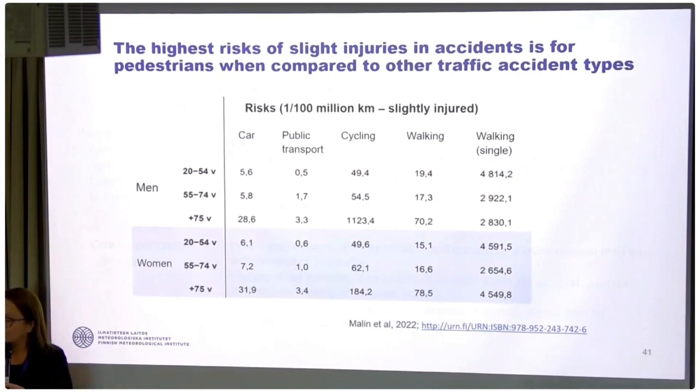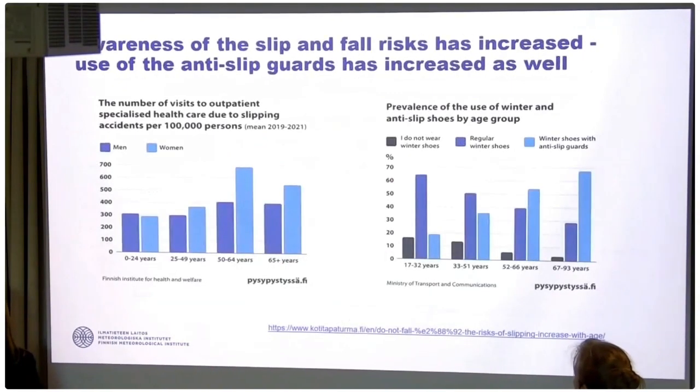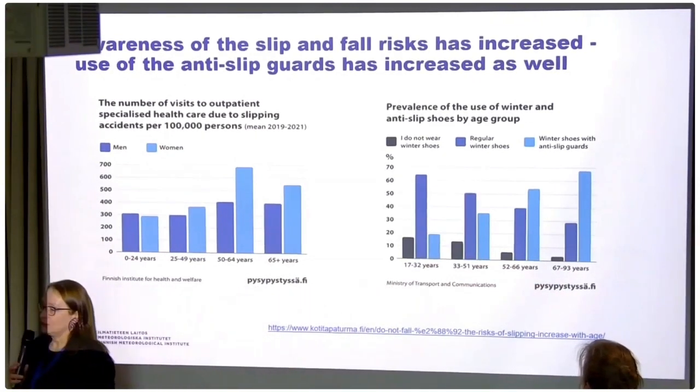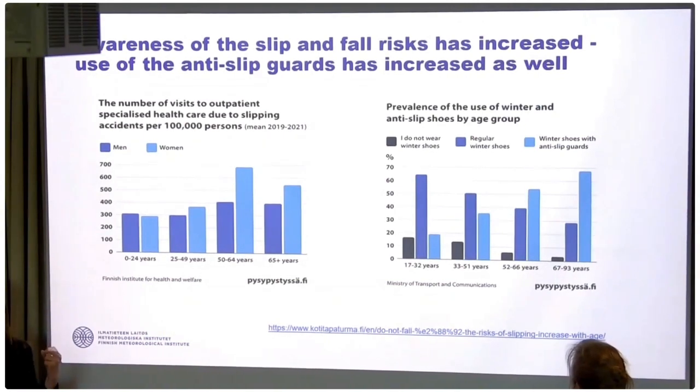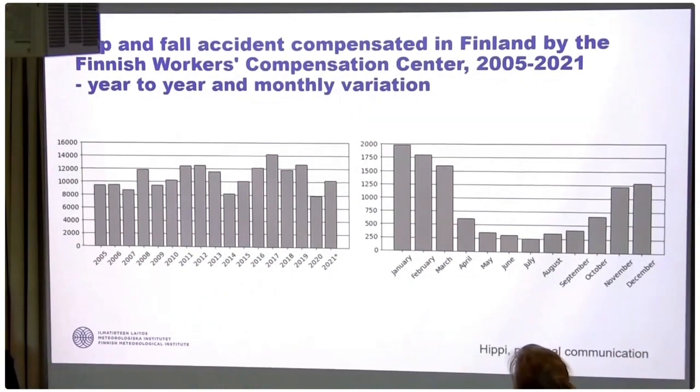So I have a little bit more information about these risks. Here you can also see that per kilometer traveled, walking is really the most risky one. And the happy thing is that awareness of slip and fall risks has increased. On the right side, you can see that the light blue colors indicate the use of anti-slip guards that people are using, and the use of them has increased in Finland, even among young people. So awareness has been increasing. We can't really see it in statistics if you see the time series, so it's difficult to prove that information campaigns have really had an effect so far.